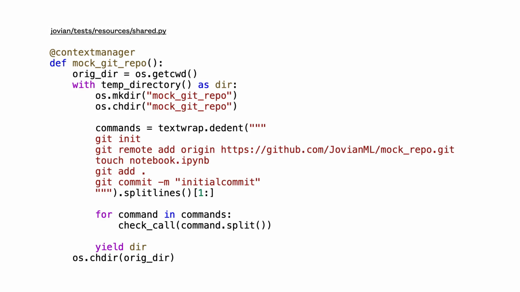And another one is called mock git repo. This is another one that's there in the Jovian library. Jovian uses some git operations in some of its functions. So how do you test those? You need to create a mock git repository where you test those functions.